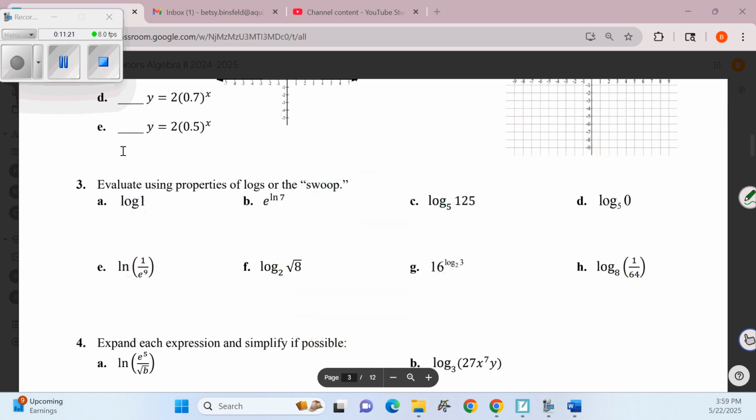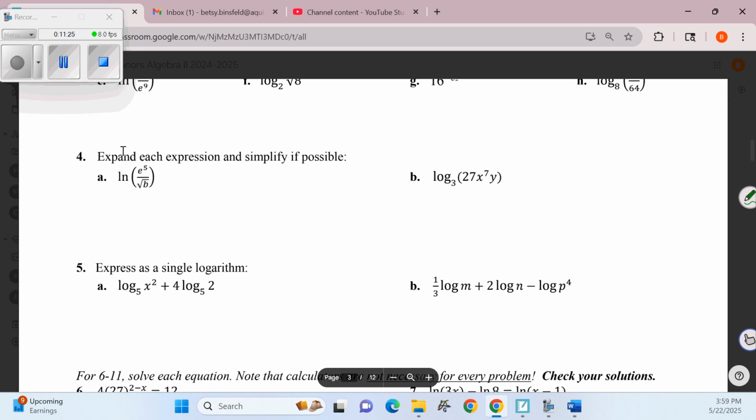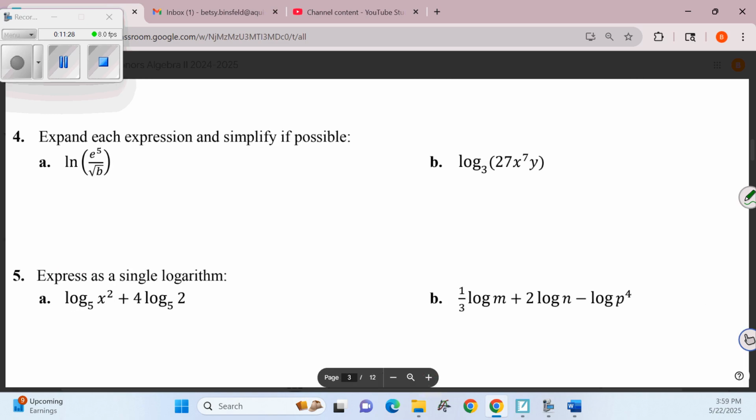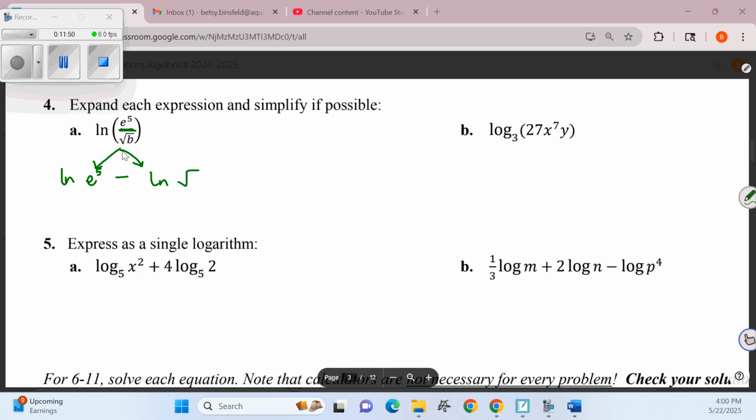Okay, so really using our properties of logs, this would be the first several properties listed on the formula sheet for this. If two things are connected by division inside of a log, then we can expand them out with the same log, so ln and ln here, and we'll connect them by subtraction. So this would be the e to the 5th, and then minus ln of whatever that denominator is, which is the square root of b in our case.